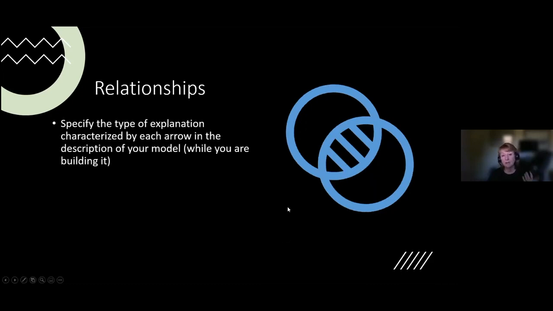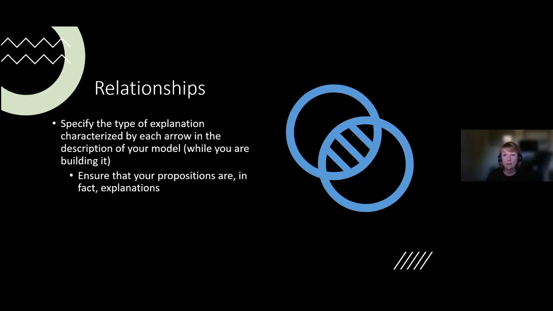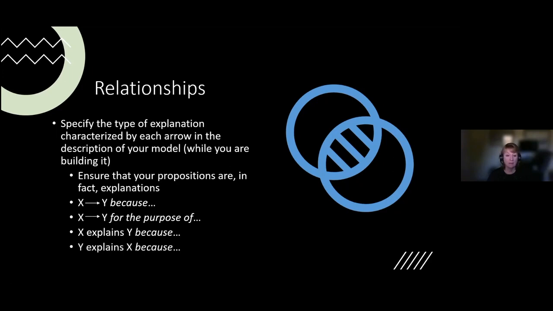So with these relationships, again, you want to specify the type of relationship or type of explanation that you are proposing. So your propositions are actually explanations. They're not just arrows. They're not just saying we expect to find this statistically. So X should lead to Y because, and just write that down on the model where you're developing it. Or X should lead to Y for the purpose of what? Or X explains Y because, or Y explains X because. So just jot down a sentence each time you do that. Again, it really, really helps in tying your model to your theory.